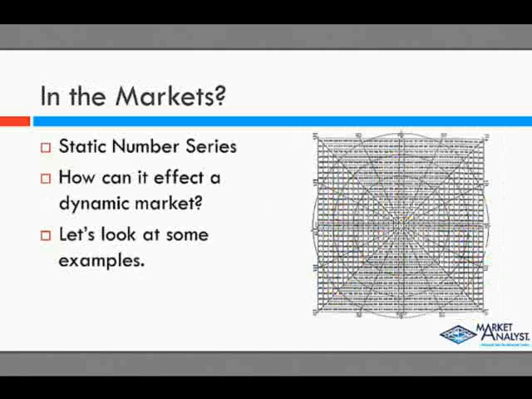So let's go and have a look in the markets. One of the first things that we're going to have a look at is what we call the static number series. That's where we just take the numbers that are on the square and we convert them into prices, and we just look at some examples of that.